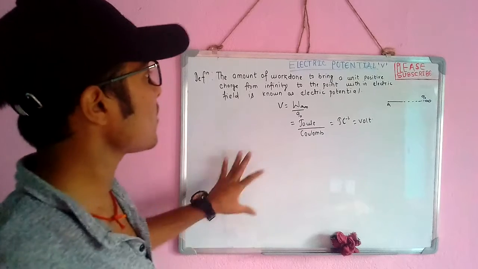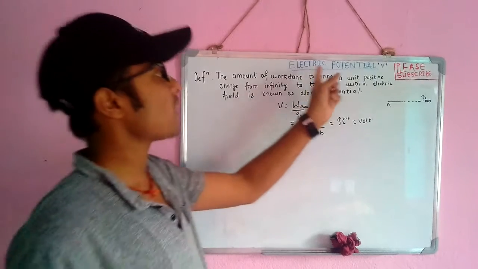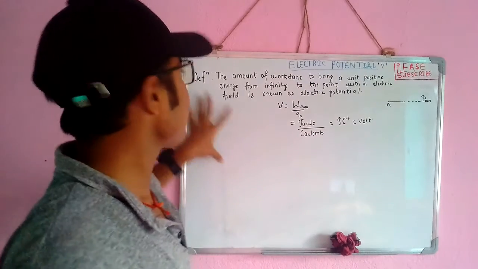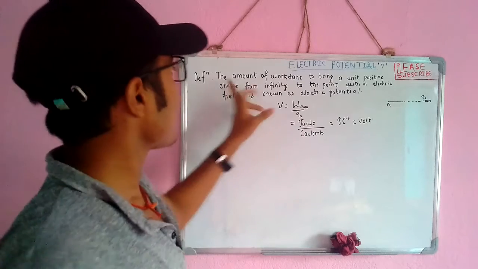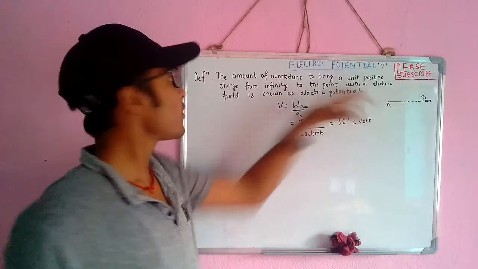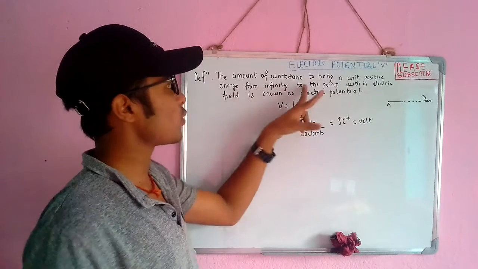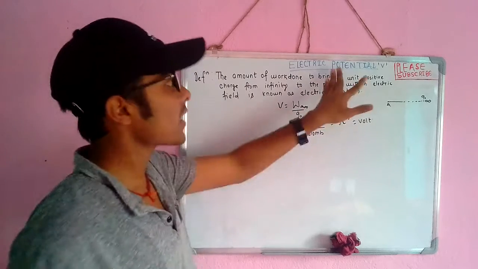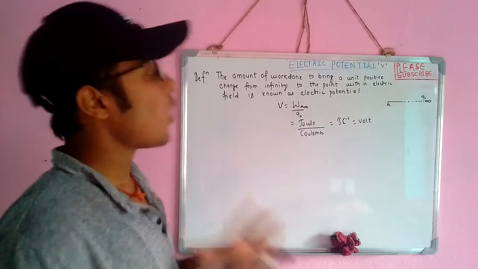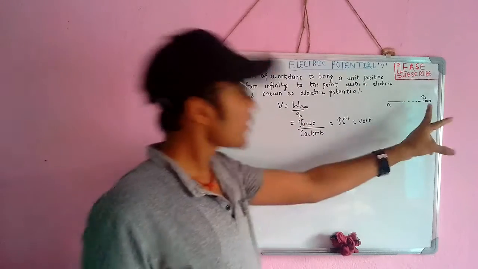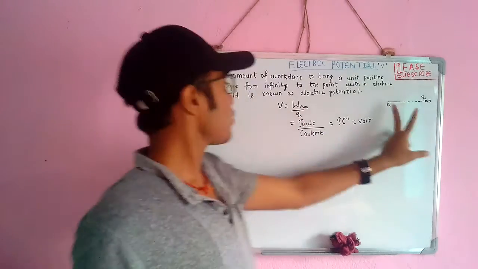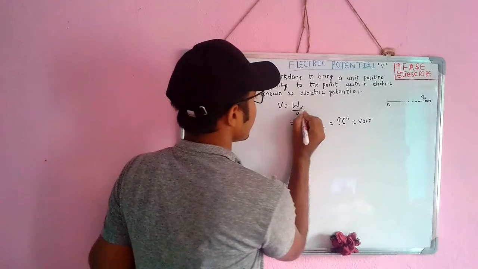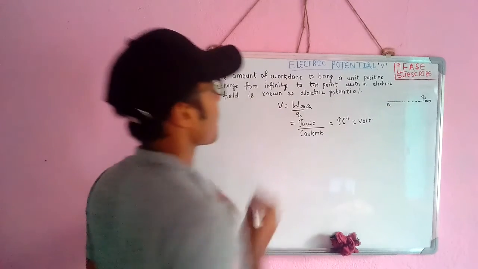Okay friends, today we are going to study about the electric potential. What does it mean? Its definition states that the amount of work done to bring a unit positive charge from infinity to the point within an electric field is known as electric potential. It means electric potential is a work done to bring a unit positive charge from infinity to a point A. That is infinity to A.